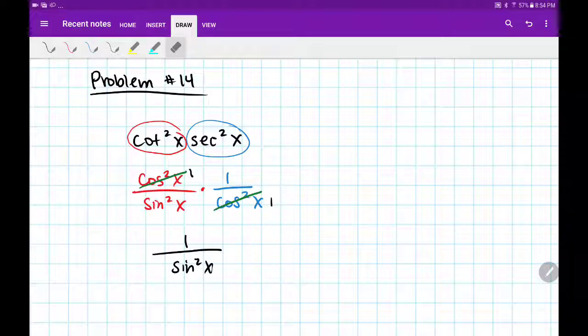But that's not my final answer. I can actually simplify that more. 1 over sine squared, that's the reciprocal of sine squared x. The answer is going to be cosecant squared x.